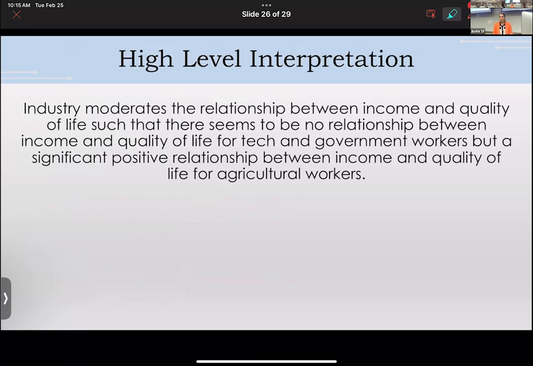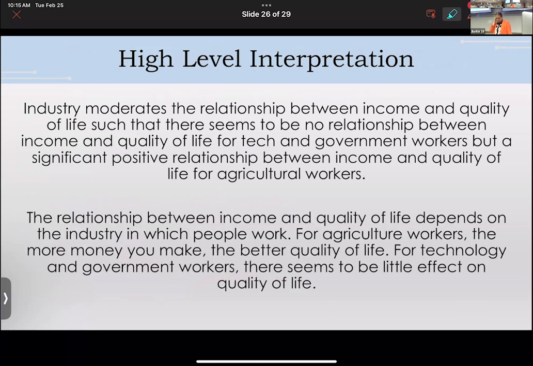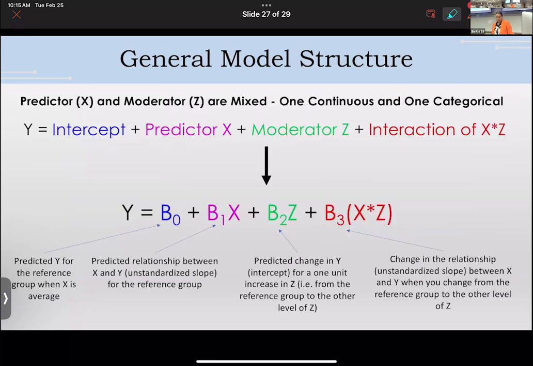What's our interpretation? Industry does moderate the relationship between income and quality of life. There seems to be no relationship between income and quality of life for tech and government workers, a significant positive relationship between income and quality of life for ag. Or you could say the relationship between income and quality of life depends on industry. For ag workers, the more money you make, the better quality of life. For tech and government workers, there seems to be little effect on quality of life. If you wanted to add more of the story of where people start relative to each other, you totally could. Okay, cool. Yes, Jason.